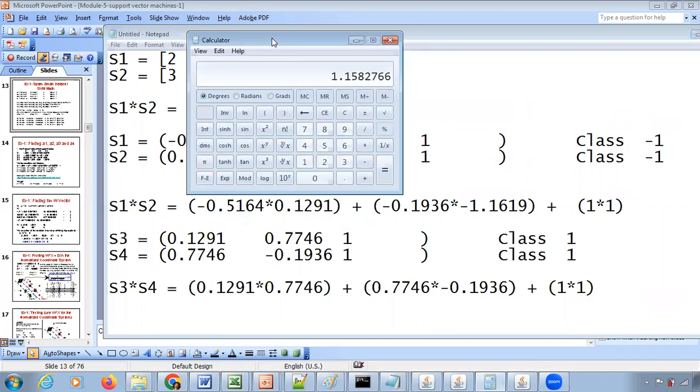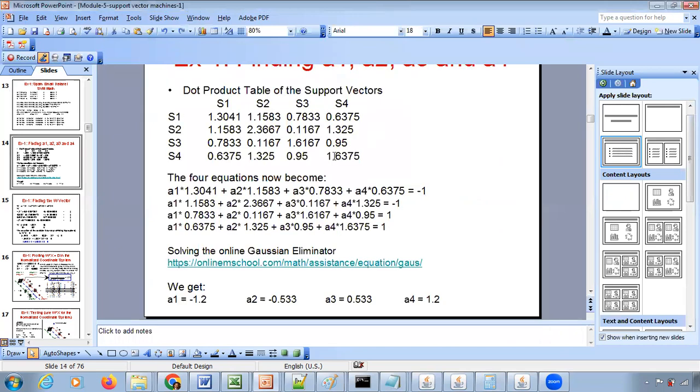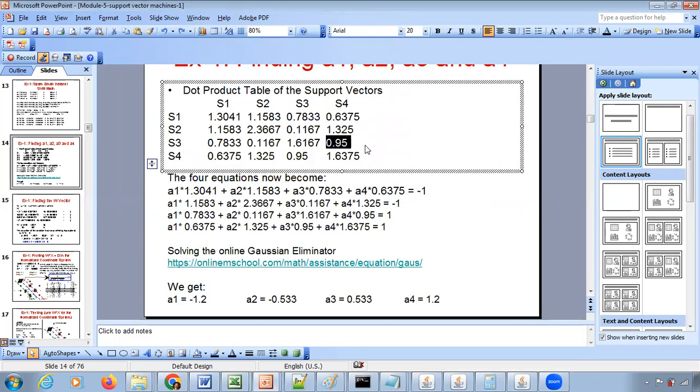So 0.1291 times 0.7746, that's one term, plus 0.7746 times 0.1936. Be careful with the negative value. So it's a negative sign here. So introduce that here right away in the calculation. Close the parenthesis and then press enter for the sum of these two product values plus the 1. So that's going to be 0.9500. That's good enough for S3 times S4, which is this.